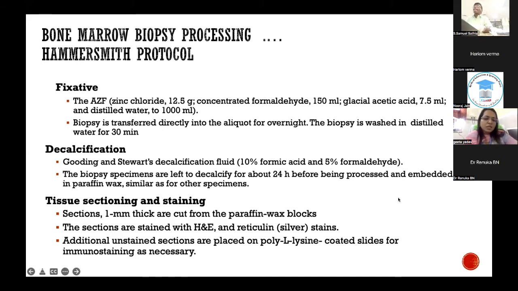Then sectioning: 1 millimeter thick sections are cut from the paraffin wax block. The sections are stained with hematoxylin and eosin and reticulin stain. And additional slides or sections are ordered when required for immunohistochemistry as necessary.